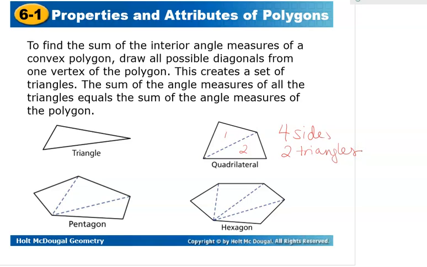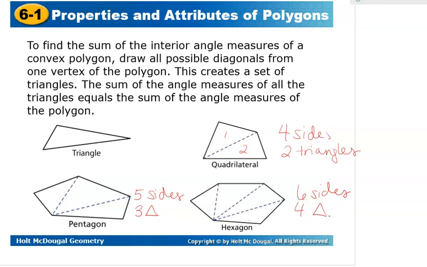Okay, we're just going to play around with this for a second. How many sides does a pentagon have? It has 5 sides. And how many triangles are drawn there? If I were to make triangles within, how many triangles do I have? I have 3. How many sides does a hexagon have? It has 6 sides. And how many triangles do I have within? 1, 2, 3, 4. 4 triangles.